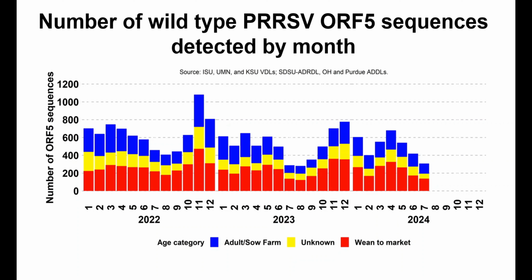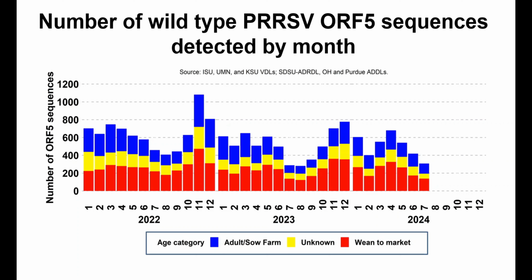And then you can see that we have 3 different colors in this chart, so you can see where these sequences are coming from. If you see the blue color, it's coming from the adult sow farm. If you see the unknown, it's because the veterinarian or the producer didn't specify in the submission form which site the sequences were coming from. And when you see the red color, it's coming from the wean-to-finish sites.